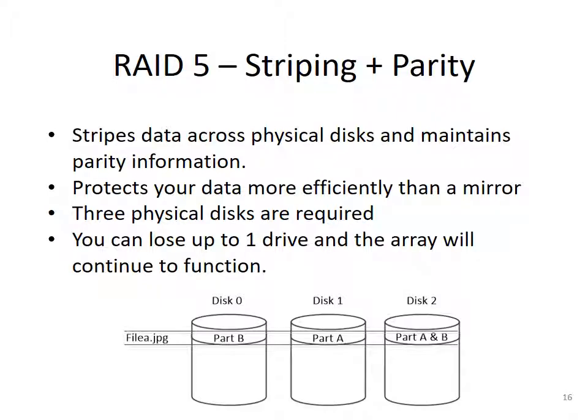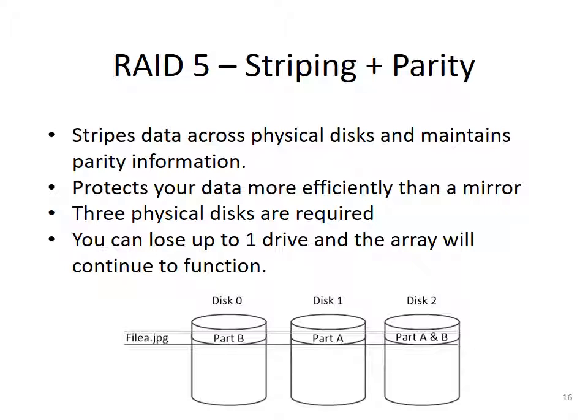So RAID 5 is a little bit more difficult to understand, I think, than RAID 0 or RAID 1. RAID 5 is striping plus parity. So basically what RAID 5 does is it stripes your data across all your physical disks, and then it maintains something called a parity bit. A parity bit is part of your file, but it is stored on more than one disk.